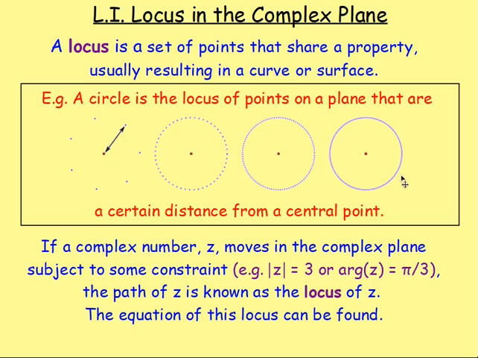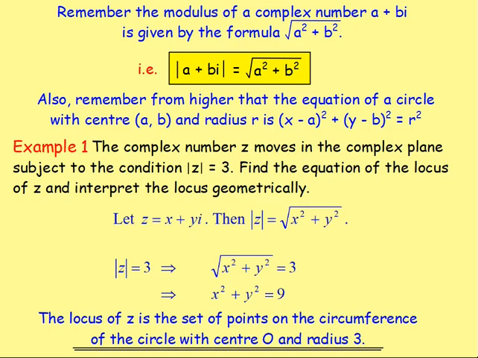If a complex number moves in a complex plane, it will be subject to some constraints, such as the modulus is going to be something, or the size of the argument will be something. We'll be told what that is. And the path that z takes is known as the locus of z. And we can find the equation of that.